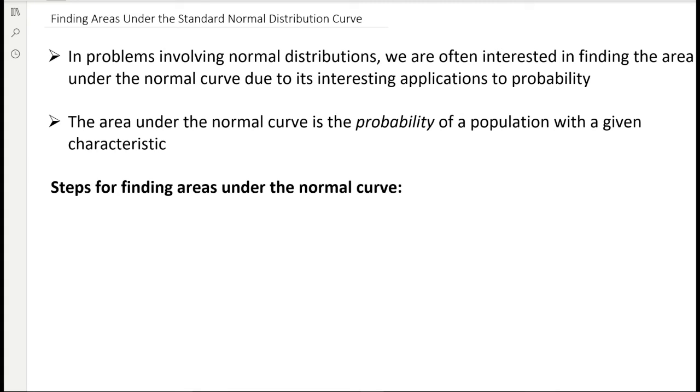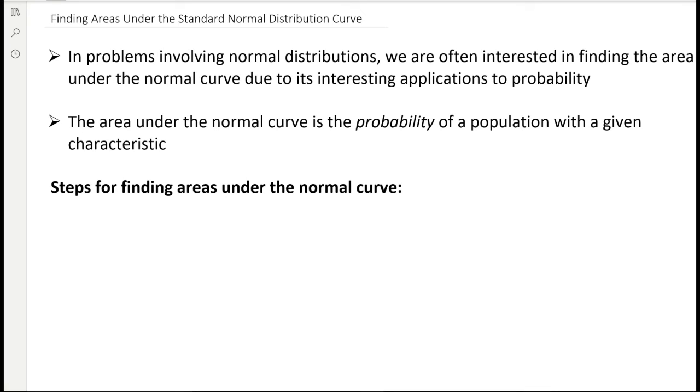So we want to find areas under the standard normal distribution curve. In problems involving normal distributions, we're often interested in finding this area. The reason we're interested in finding this area is because, recall, the property of normal distributions was that the area under the normal curve is actually the probability of a population with a given characteristic.